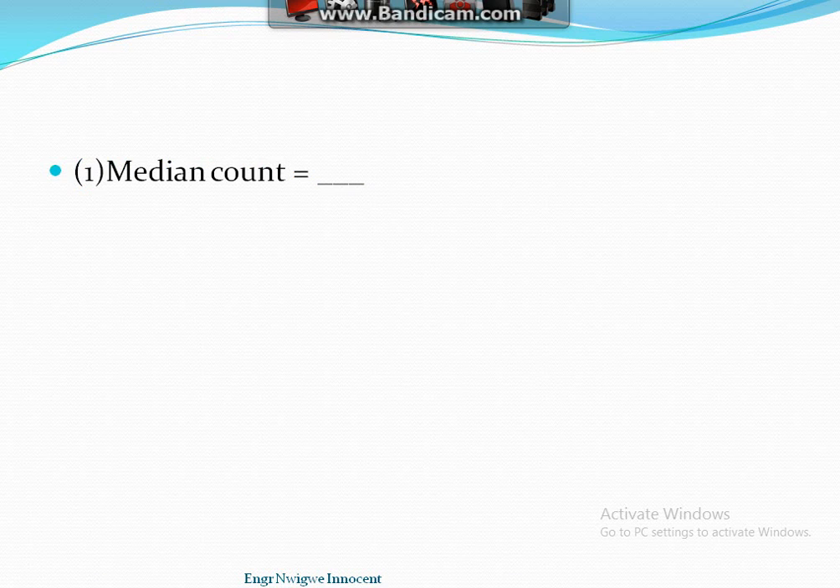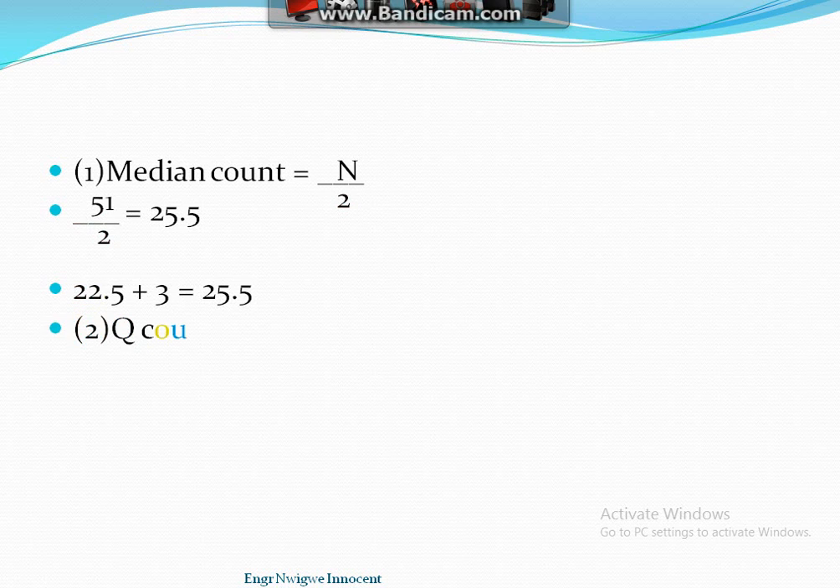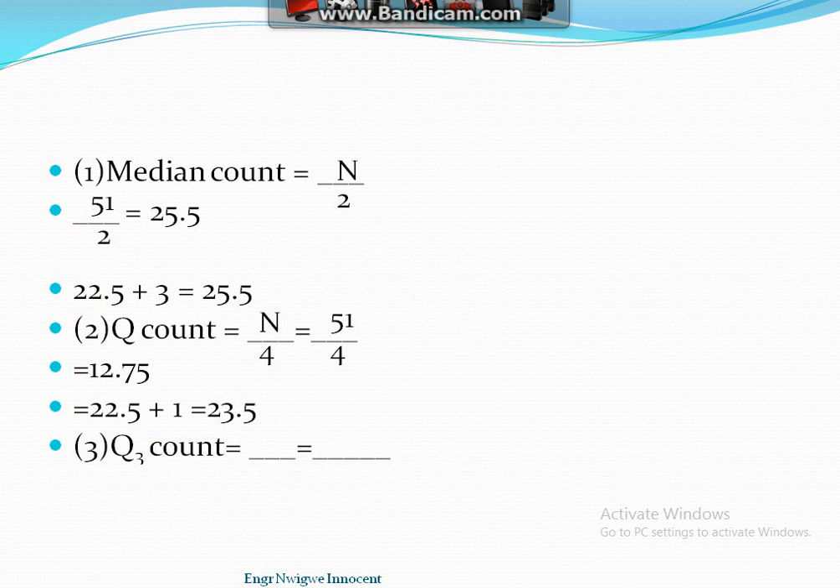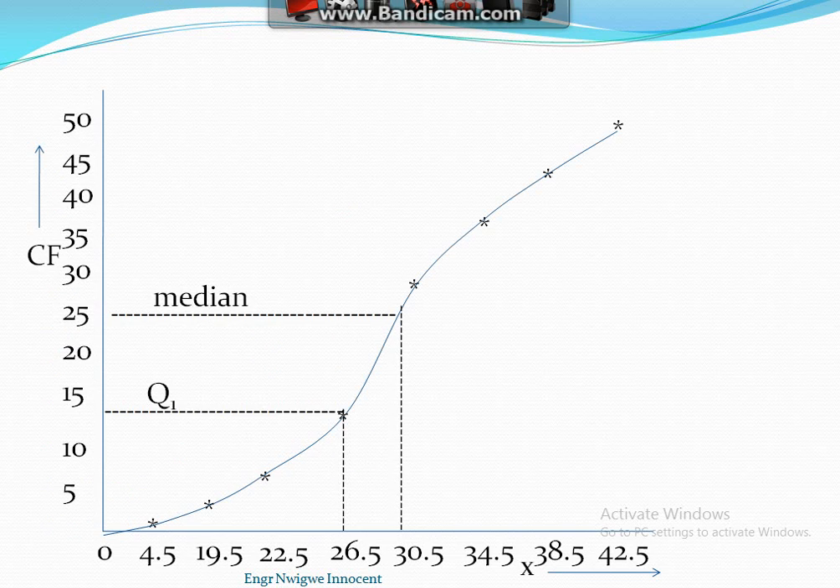Median count is equal to the total number of frequency, n over 2, which is equal to 51 over 2, which will give us 25.5. Then we go to the graph. We trace 25.5 on the graph along the horizontal axis, where it meets the ogive curve. We now trace it downwards. It is 22.5 plus, in your graph there are 3 lines, so it is now equal to 22.5 plus 3, which gives us 25.5.